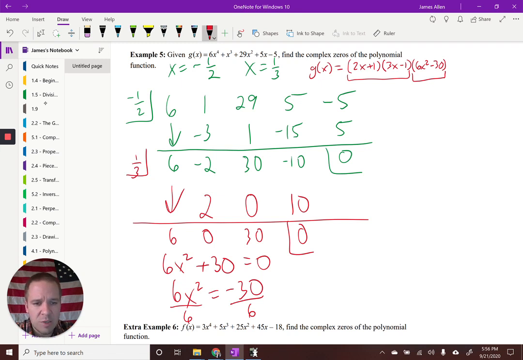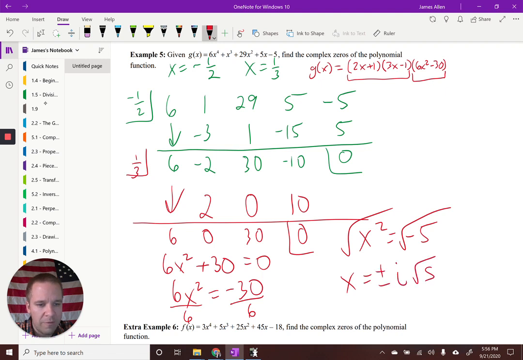All right, so I've got x squared equals, well, negative 30 divided by 6 is negative 5. Square root both sides, and I'm going to get x equals plus or minus i root 5. So those are my two remaining. Lovely. And these are imaginary solutions, which are included in the complex solutions as well. So, all right, our reals and our imaginary part of the complex. We jotted that down earlier.